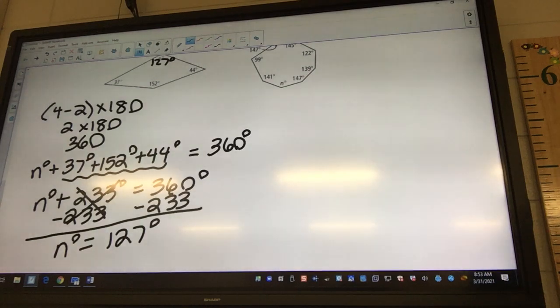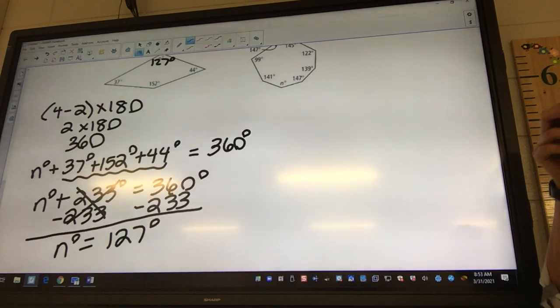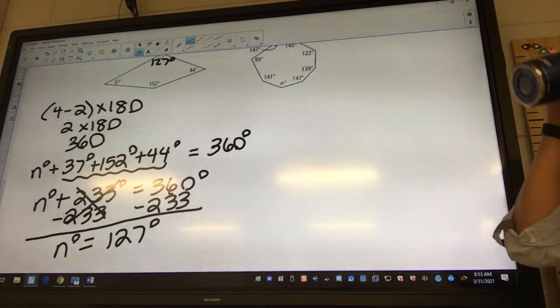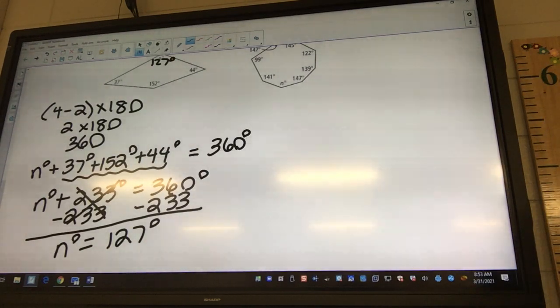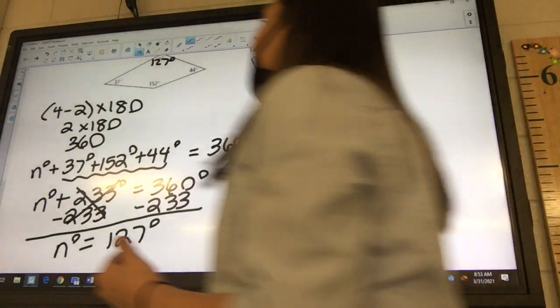Why are there so many sides? I know. There is no way I'm going to be able to get this. Yes, you are. You're fine. Maybe not without a negative attitude.